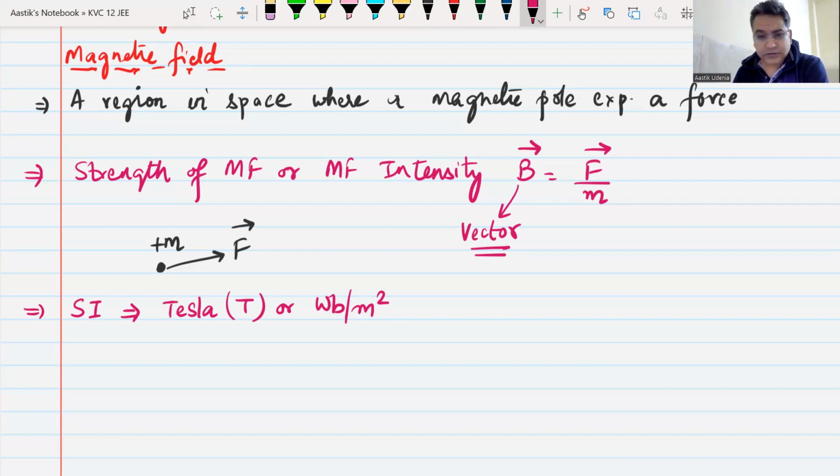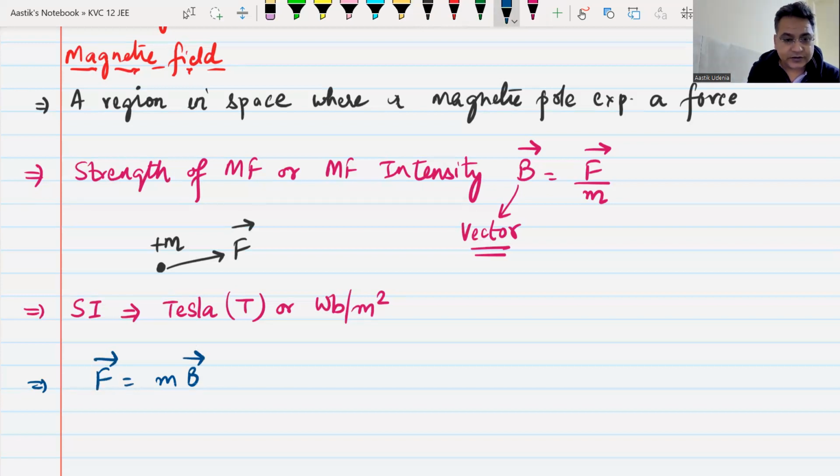Find the force on a magnetic pole. You can find the force on the magnetic pole, F vector, as M times B vector. Remember, M is not the mass, M is the magnetic pole strength. Do we understand this? Yes or no?